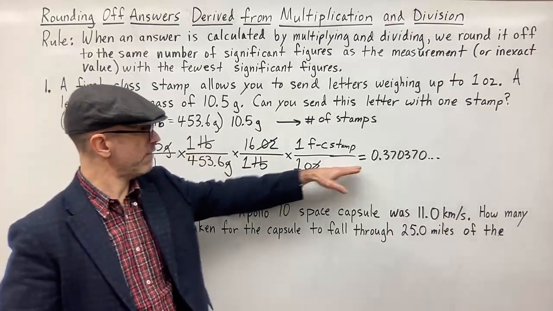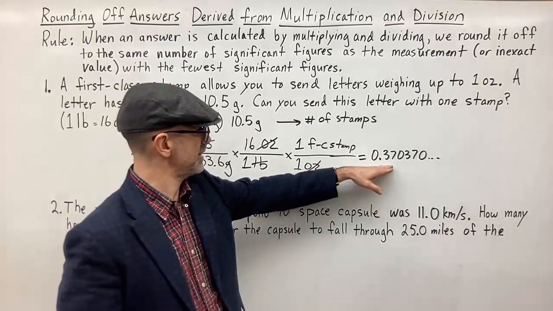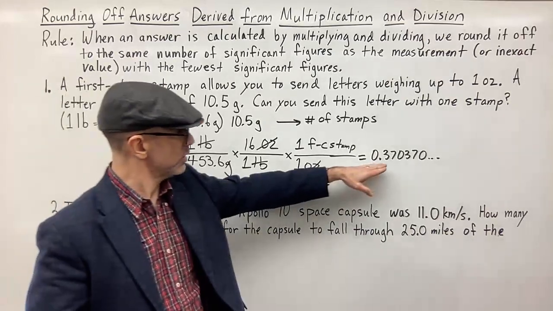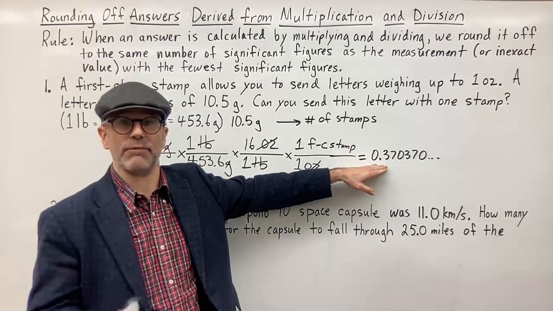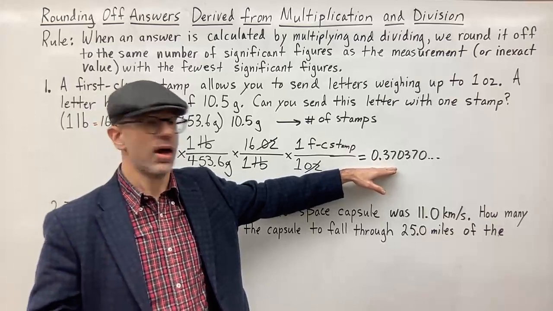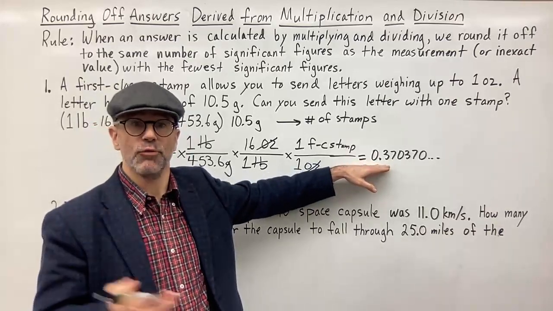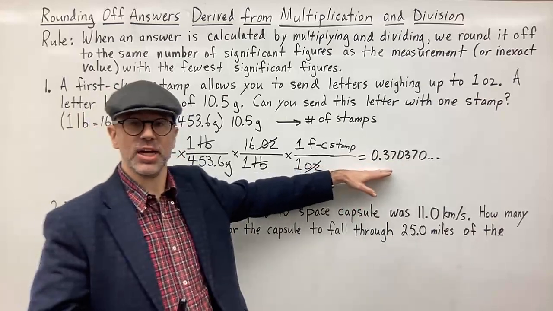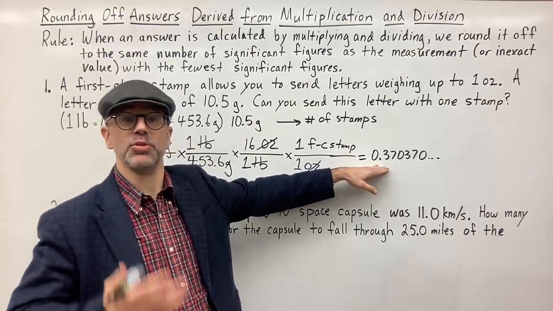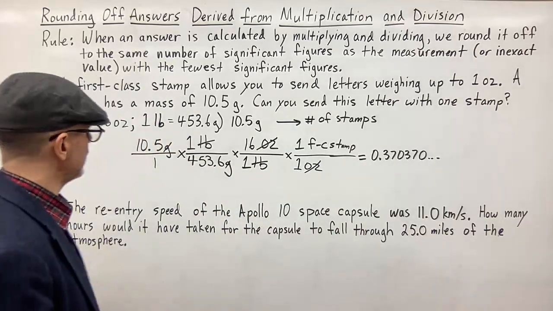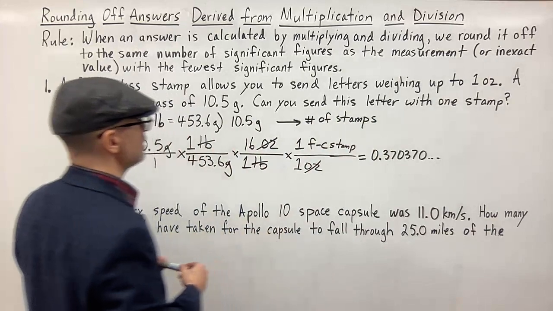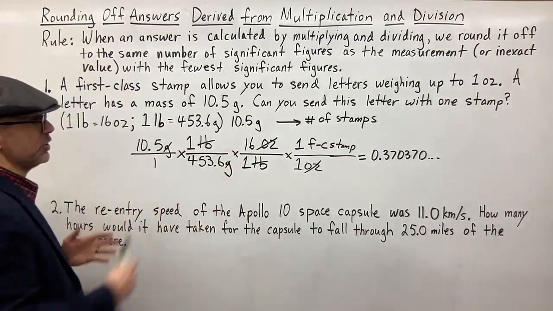So I have this answer here. This is the number of stamps that I can use. Now, this is less than 1, so I can't really have less than 1 as a stamp. So the answer would be 1. I don't even need 1 full stamp, right? But stamps come in whole numbers, so I can't have a fraction of a stamp. So I need to round this up to the nearest whole number. So in this case, when they're asking, can you send this letter with 1 stamp? What do I round this to?